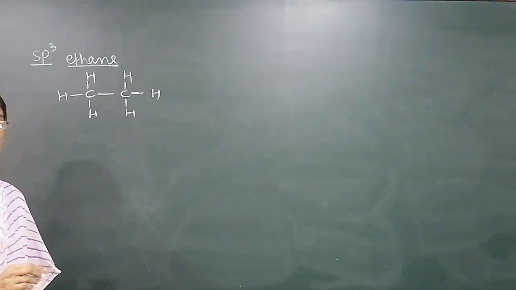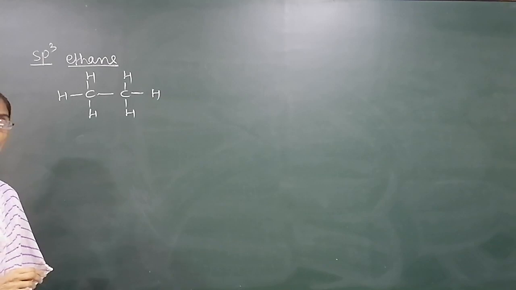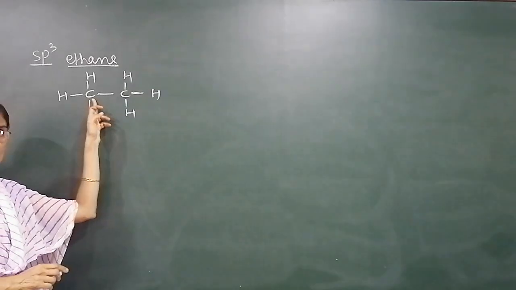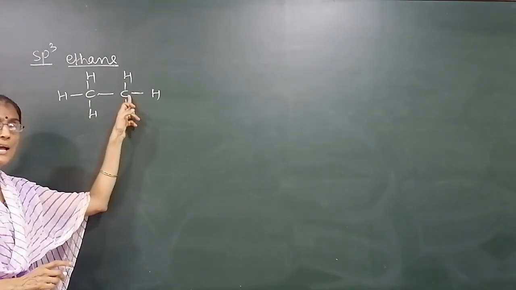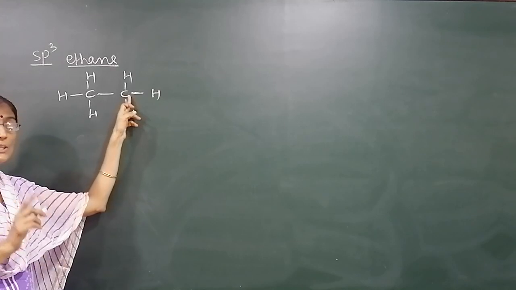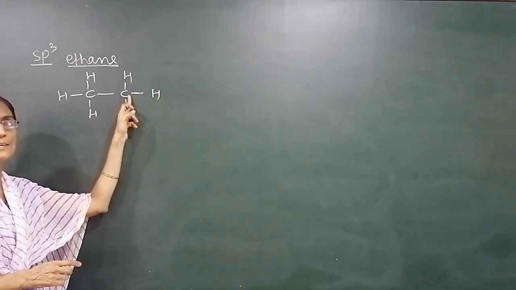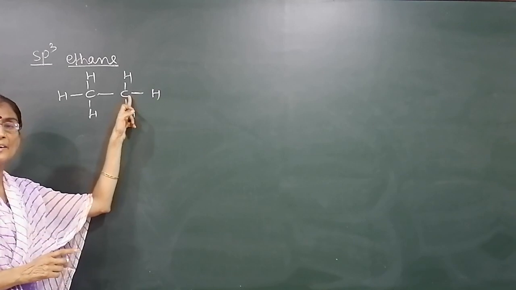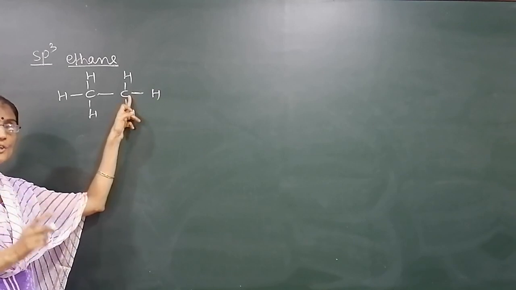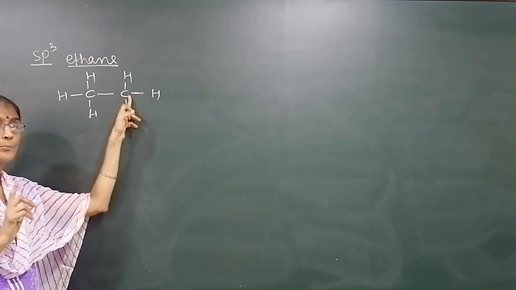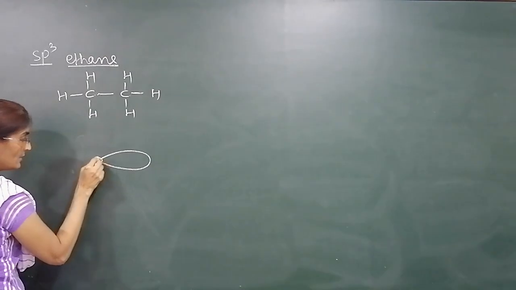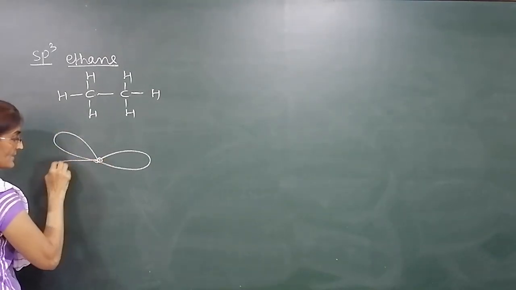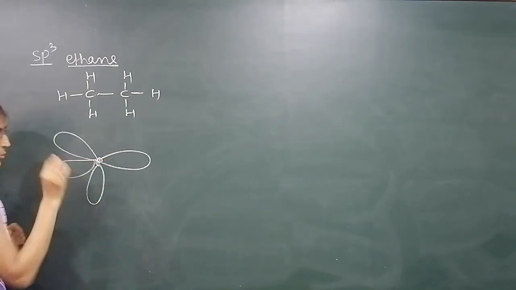Both carbon atoms are sp3 hybridized, meaning both carbon atoms have 4 sp3 hybrid orbitals. This carbon has 4 sp3 hybrid orbitals, and this carbon also has 4 sp3 hybrid orbitals. How do these hybrid orbitals arrange? We have already seen they are arranged at an angle of 109 degrees 28 minutes and the shape is tetrahedral. See, I am drawing the hybrid orbitals of the first carbon atom. Tetrahedral shape. This is 1, this is 2, this is 3 and this is 4.